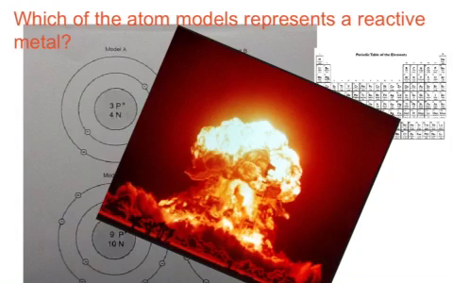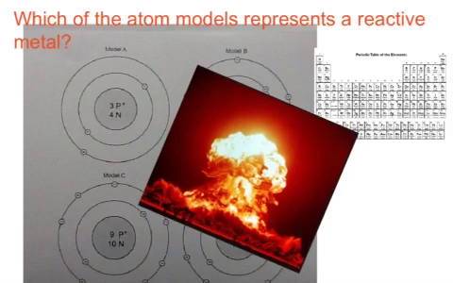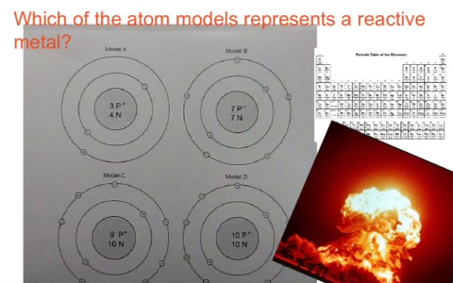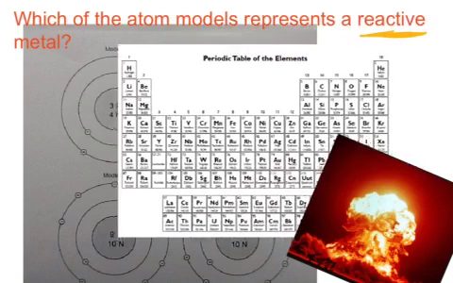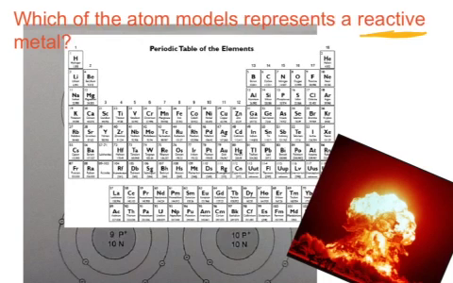Okay, in looking at the models below, we're looking for the most reactive model. And in looking for the most reactive model, we want to look at our periodic table. And on our periodic table, the most reactive group is going to be in group number 1. Now, in group number 1, we remember that there is 1 valence electron.